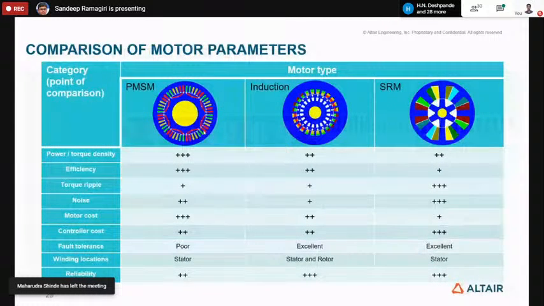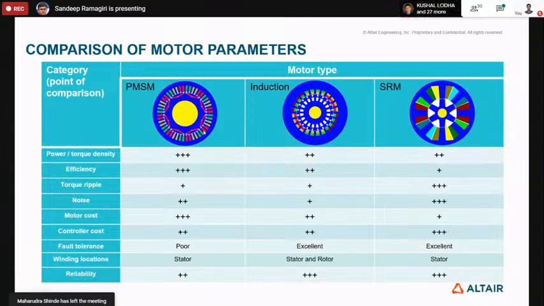And then coming to the motor comparison, I have compared three major motors normally used for electric vehicle application, which I see in the market: the PMSM, the permanent magnet synchronous motor, the induction motor, and the switched reluctance motor. I have compared several parameters for these three kinds of motor. First is power and torque density. I must say the PMSM will have a good advantage when compared to induction and SRM motors. And on the efficiency side, again, PMSM will have a good advantage.